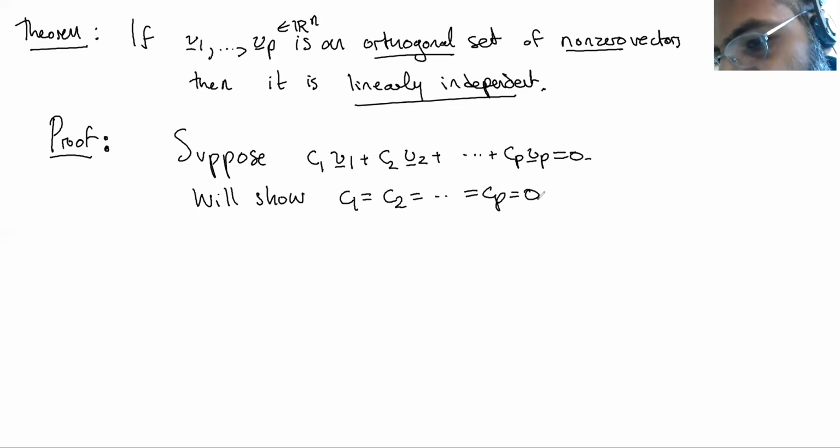Yes, there's a question. Is this an if and only if condition? So the question is whether this is if and only if. This is saying orthogonal implies linearly independent. You're asking, does linearly independent imply orthogonal? Well, let's just write it on the next slide for now.